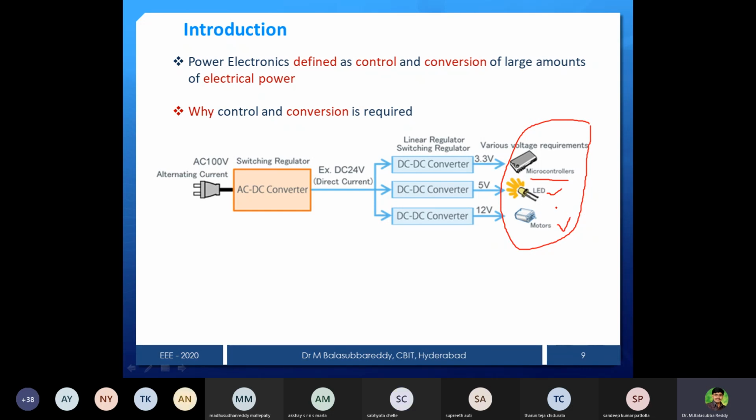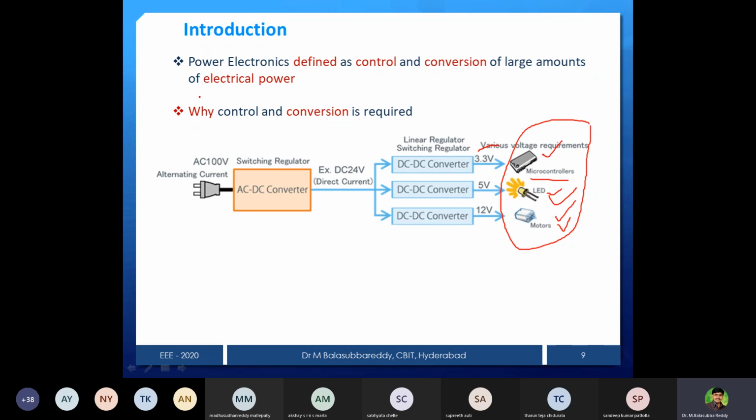or there may be different small motors and all. So on the output side, our application side, you may require 3.3 volts or 5 volts or 12 volts or 9 volts or whatever, different voltages. DC only, but all the DC appliances may not use fixed voltages. If you want to operate a 12 volt motor, you need 12 volts DC. Or if there is an LED, you need 5 volts or some other voltage.